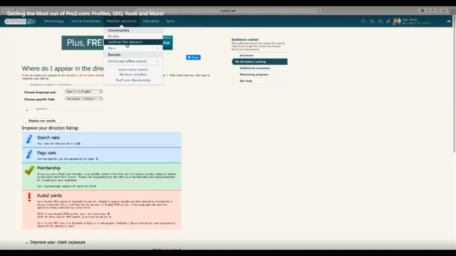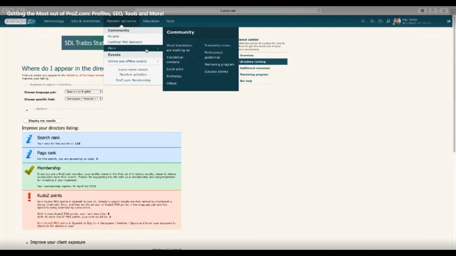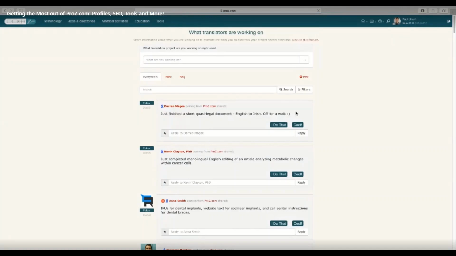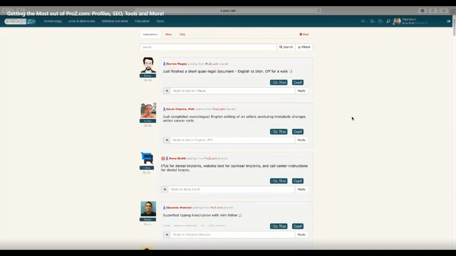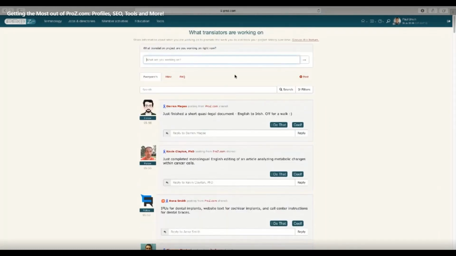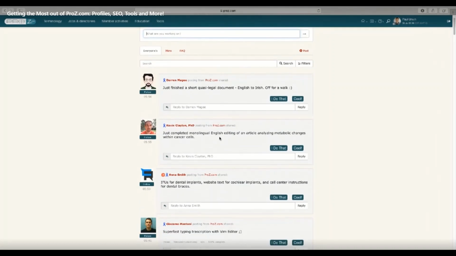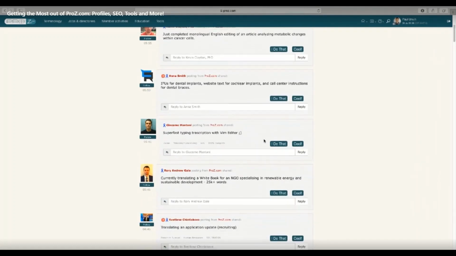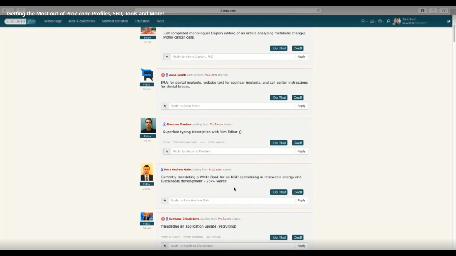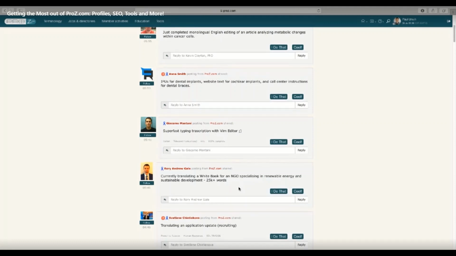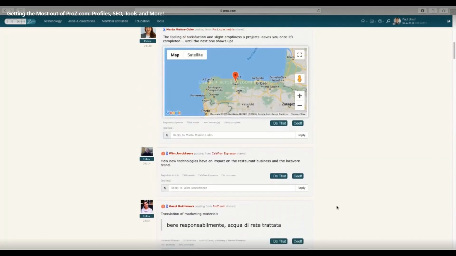We also have here under the More section what translators are working on. This one is quite interesting. So let's just click there. What translators are working on. This is a little bit like a Twitter feed, and it's very interesting just to go in here and type what you are working on. So you can type the translation project that you're working on here, just a short description. You can see a few people here. Just completed monolingual English editing of an article analyzing metabolic changes within cancer cells, or currently translating a white book for an NGO specializing in renewable energy and sustainable development, 25k plus words. So really interesting to see what everyone else is up to.